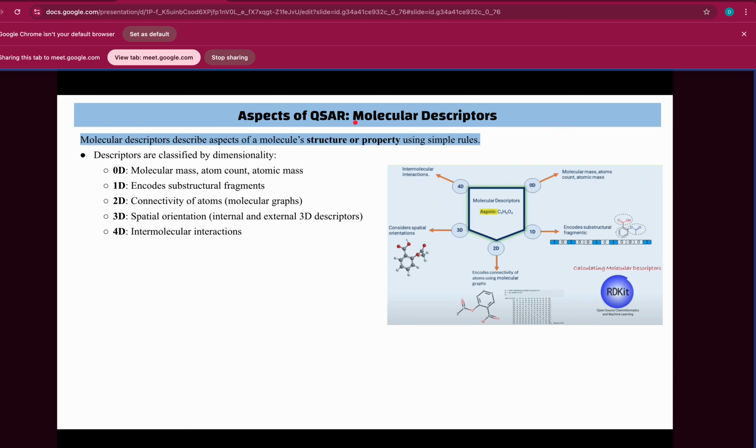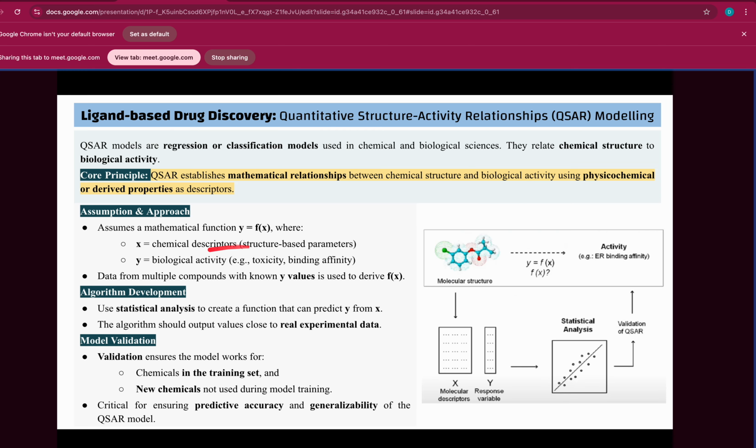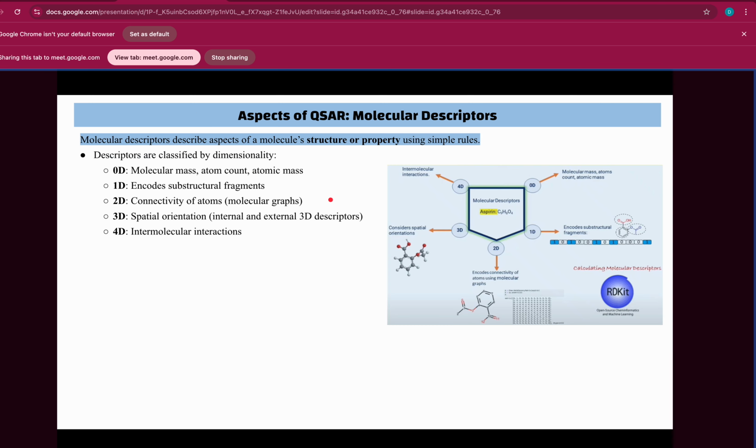Okay, now we'll see what the descriptors are, because here we have seen that this X includes descriptors. So what structural information do we keep in X? That is the descriptor information. Molecular descriptors describe the aspect of molecular structure or property. That gives you information about the structure and physicochemical properties. These descriptors can be classified into different classes based on their dimensionality. First one is 0 dimensions, which includes molecular mass, atomic count and atomic mass. For any compound, if we list these properties, then they come under 0D molecular descriptors.